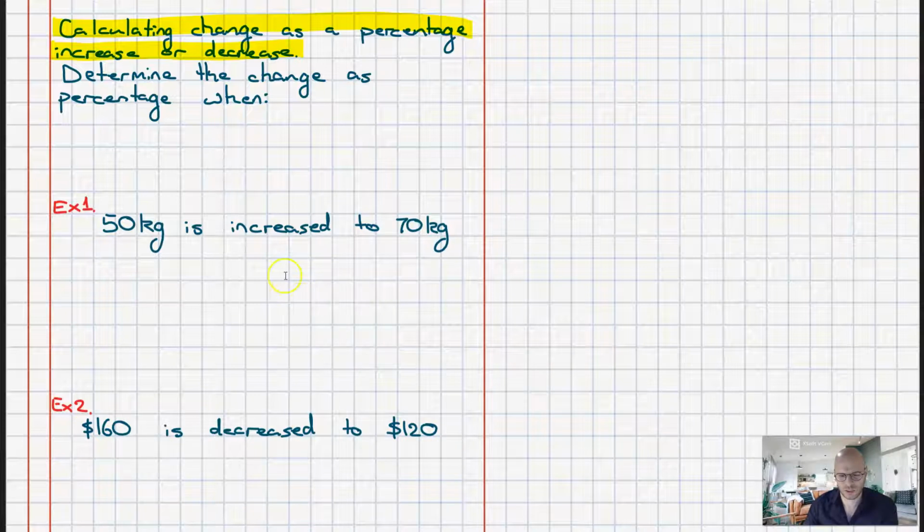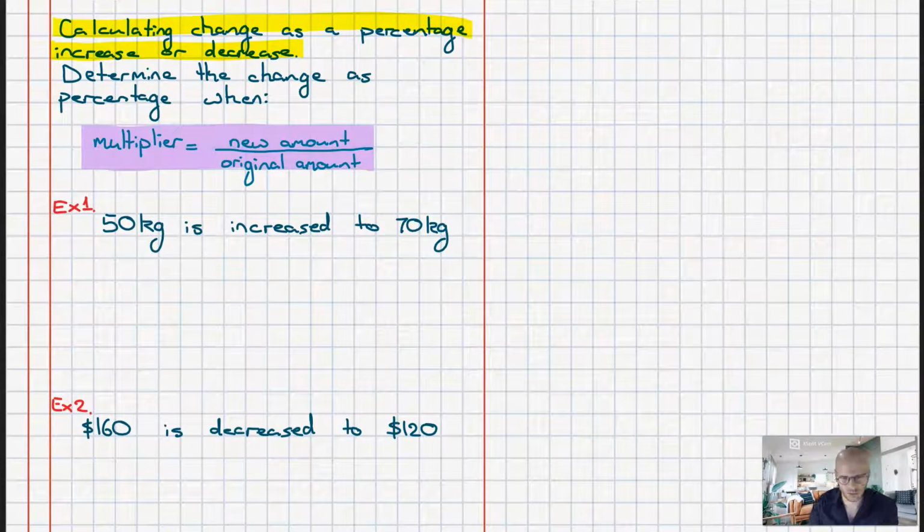What we want to be able to do is quantify this as a percentage increase or decrease. Now, the way in which we do this is we use something called a multiplier. The multiplier is defined by the new amount divided by the original amount. So if we were to represent 50 kilograms increased to 70 kilograms as an increase or decrease percentage, first we calculate the multiplier. So M is equal to the new amount, 70 kilos, divided by 50.